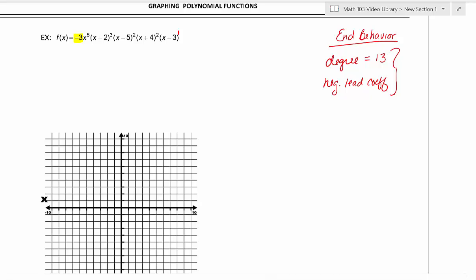We have an odd degree with a negative leading coefficient. So that's going to behave like a line with a negative slope. So it's going to come in the top and out the bottom. There's our end behavior.